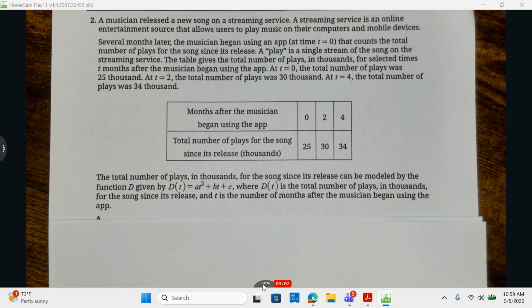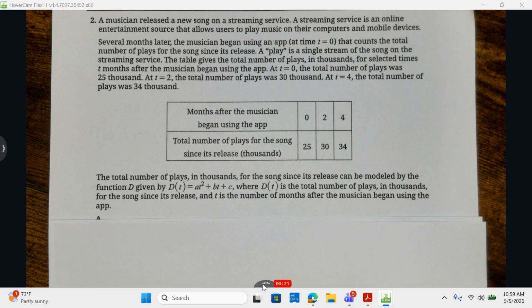A musician released a new song on a streaming service. The streaming service is an online entertainment source that allows users to play music on their computers and mobile devices. Several months later, the musician began using the app at t=0 that counts the total number of plays for a song since it was released. A play is a single stream of a song on the streaming service.